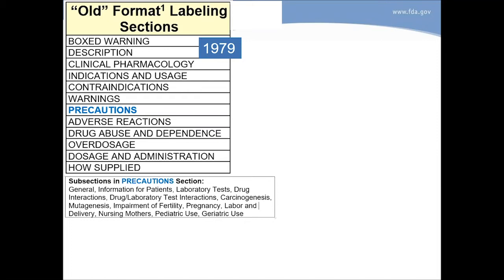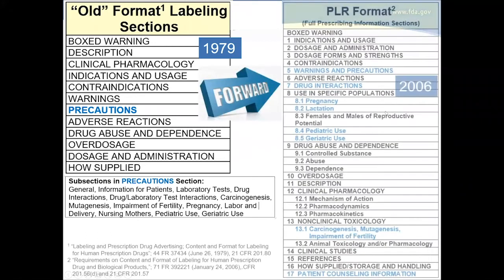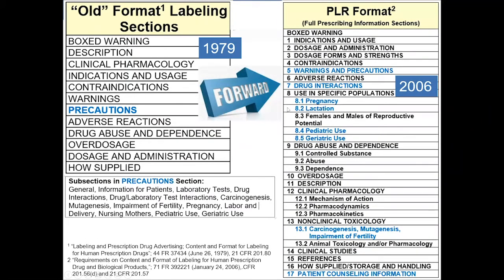Notice the precautions section of old format labeling has a lot of disparate information. It's got information about use in specific populations like geriatric patients, pediatric patients, pregnant patients, breastfeeding patients. It's got drug interaction information and information to patients. So what we did within the 2006 rule, we moved that stuff to its own individual section or subsections. So for example, in old format 1979, there is no drug interaction section, but now we have section 7, a whole new drug interaction section to concentrate that information.